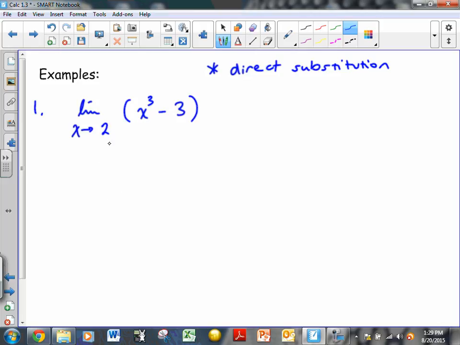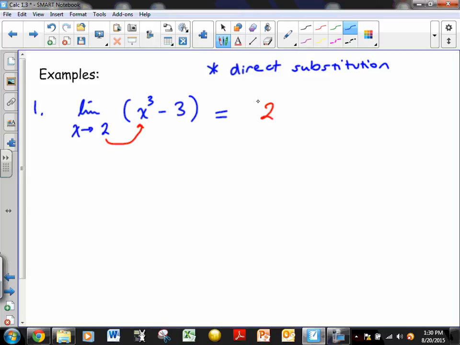So for most functions, I can just plug that directly in. I can plug 2 straight in here for x, and now I'm going to get what I'm looking for. Instead of x cubed minus 3, I'm going to have 2 cubed minus 3. 2 cubed is 8, subtract 3 is going to be 5. There we go. The limit as x approaches 2 of x cubed minus 3 is just going to equal 5. Direct substitution is going to work more often than not.